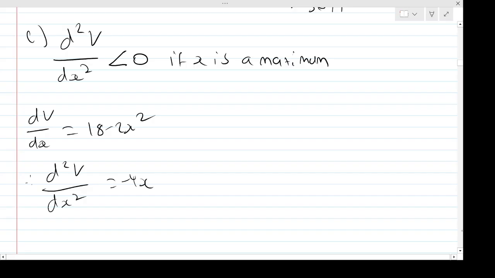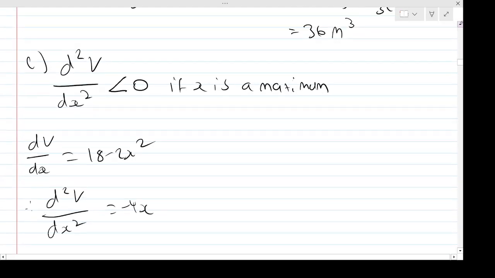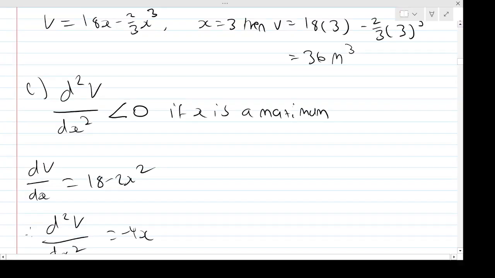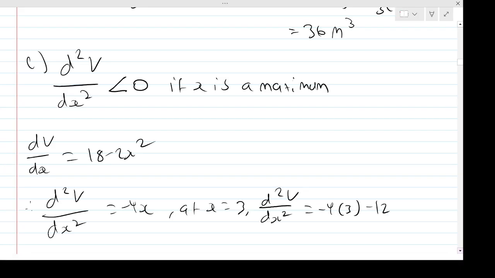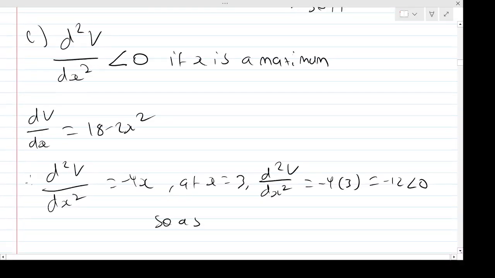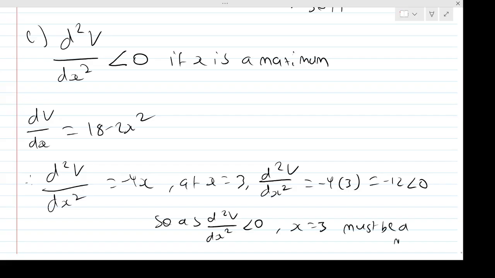Then I need to check that x is 3, that point is a maximum, right? So at x equals 3, my second derivative is going to equal minus 4 lots of 3, which is minus 12. Well, what do you know? That's negative. Great news. That means it has to be a maximum. So as d squared v dx squared is less than 0, x equals 3 must be a maximum. And there we are. Cool.